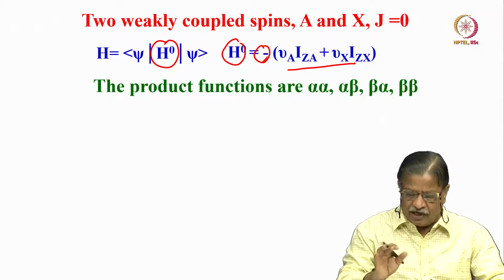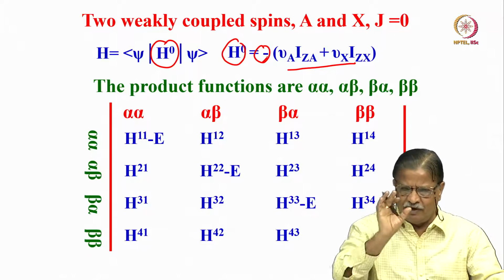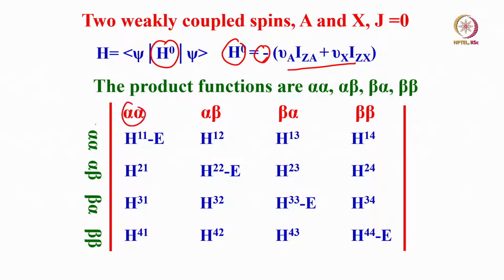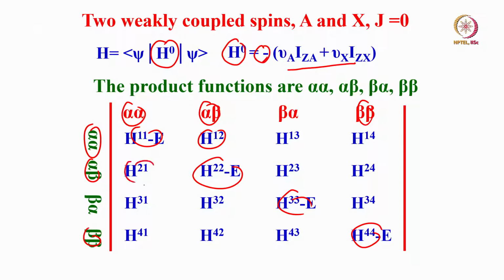Now, the product functions are known, alpha alpha, alpha beta, beta alpha and beta beta. So, now I construct the Hamiltonian. For alpha alpha on either side, this is going to be a diagonal element, alpha beta and alpha beta, this is going to be a diagonal element. Similarly, beta beta, beta beta here is going to be diagonal. So, there are 4 diagonal elements and the remaining are off-diagonal elements. Remember, the matrix is symmetric. So, if I know H12, I know H21, because the interactions in NMR are mutual. If 1 is interacting with 2, 2 is also interacting with 1. So, in this case the matrix is symmetric.